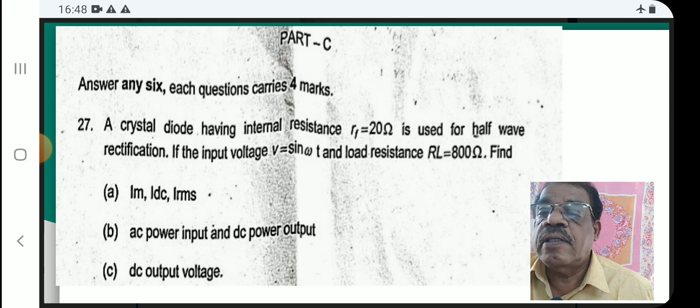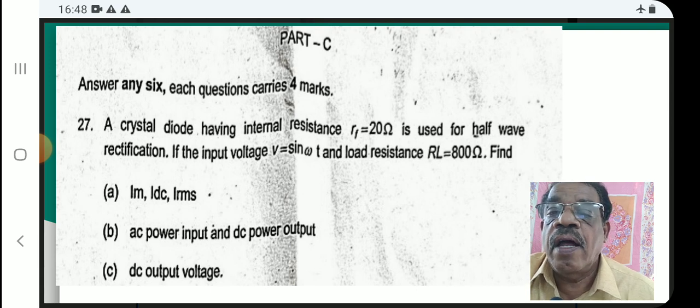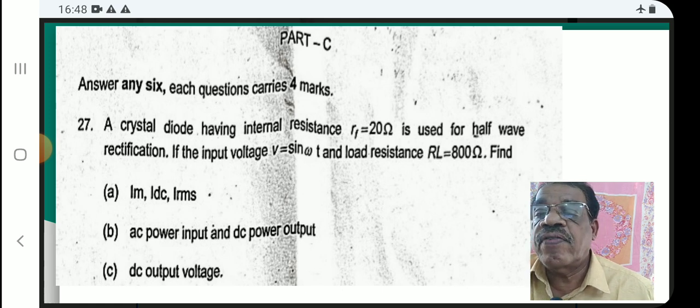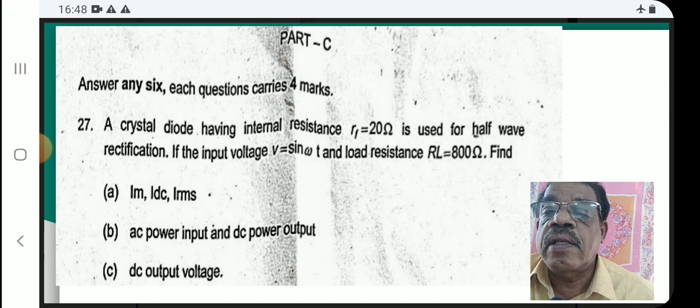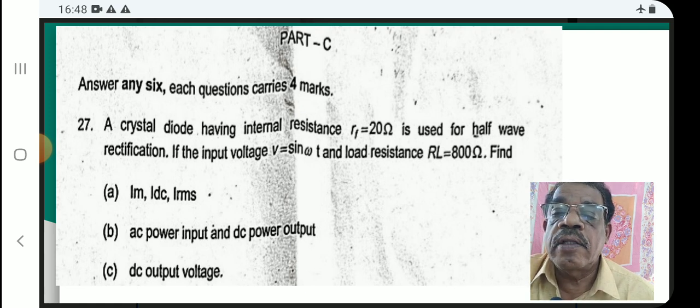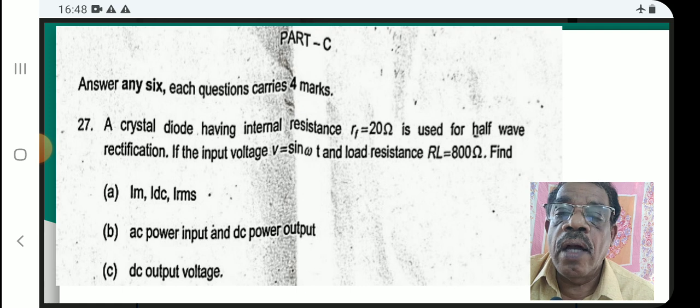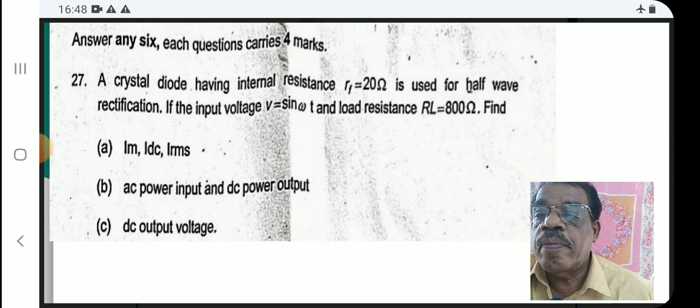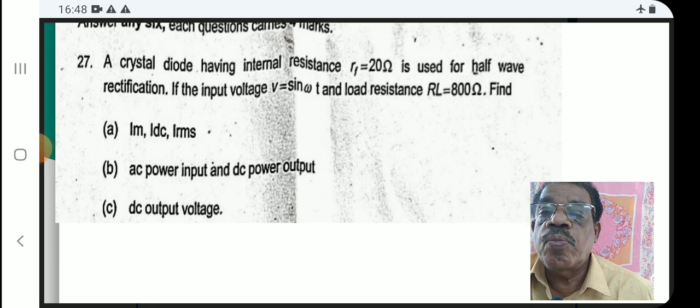Number 27. A crystal diode having internal resistance Rf equal to 20 ohm is used for half wave rectification. If the load voltage V is equal to Vm sine omega t, where Vm is 1, and the load resistance R is 800 ohm, find A, Im, IDC, IRMS; B, AC power input and DC power output; C, DC output power.